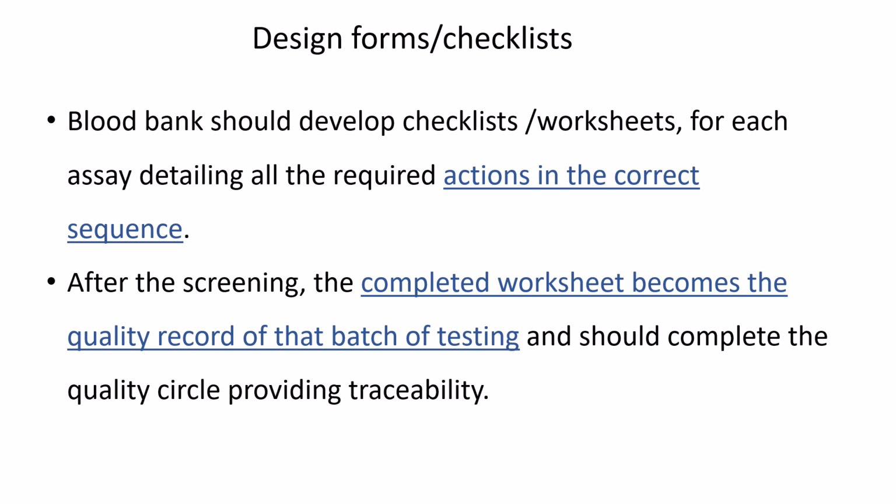We have to design the forms and checklists. The blood bank should develop a checklist worksheet for each assay detailing all the required actions in the correct sequence. After screening, this completed worksheet becomes the quality record of that batch of testing and should complete the quality circle, providing its traceability.